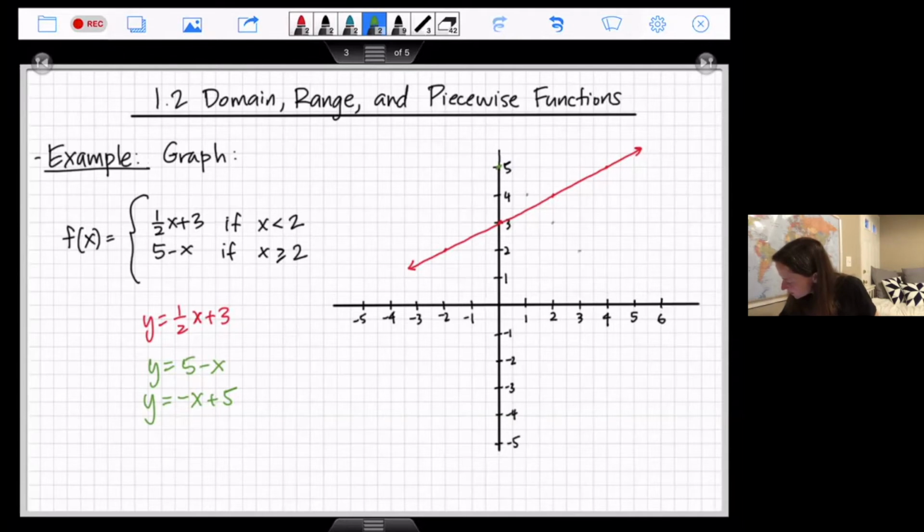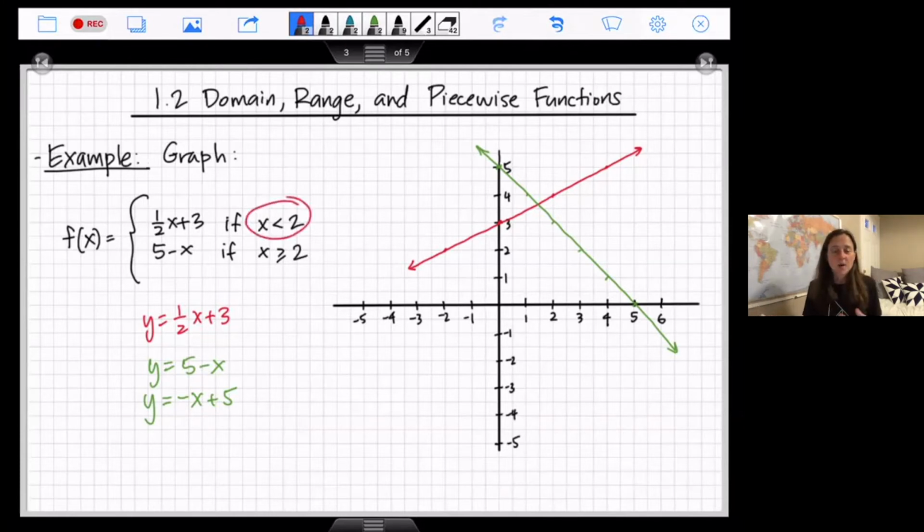And I'm plotting a lot more points than I need, but okay, so we're gonna need both of those lines, but we're not gonna need all of both of those lines, because the function says, "Wow, I really like that red line that you drew me, but I really only want that line if x is less than 2."